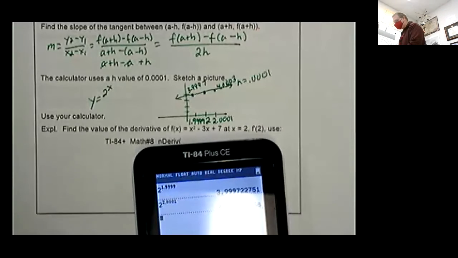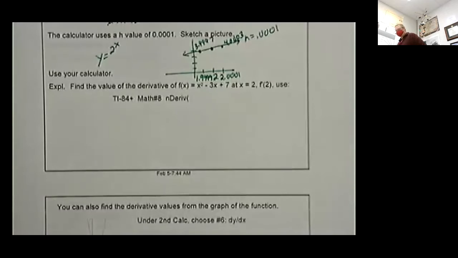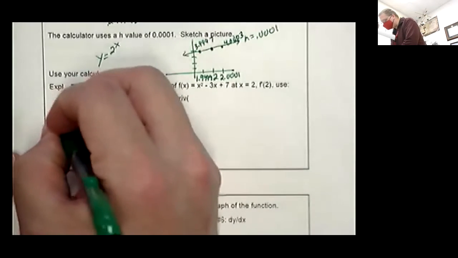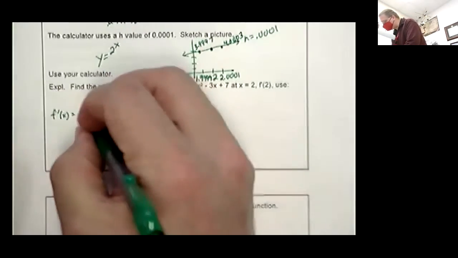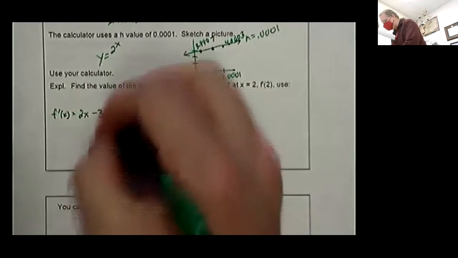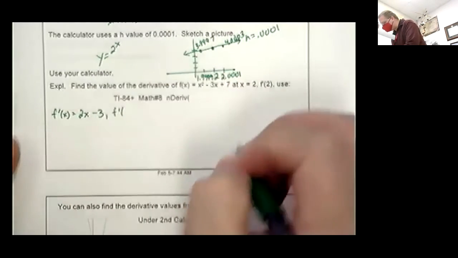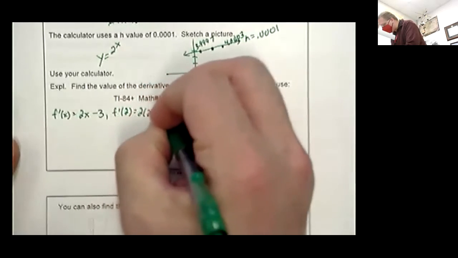We can also do this using your calculator. Find the value of the derivative of f of x equals x squared minus 3x plus 7 at x equals 2. If we did the long way, we'd have to go through and find the first derivative using our h rule. From that, we get a slope formula. I'm going to go ahead and give you that answer: it is 2x minus 3. The next lesson will teach you how to do that. And then we would evaluate f prime at 2. Well, that would get us 2 times 2 minus 3, which is 1.